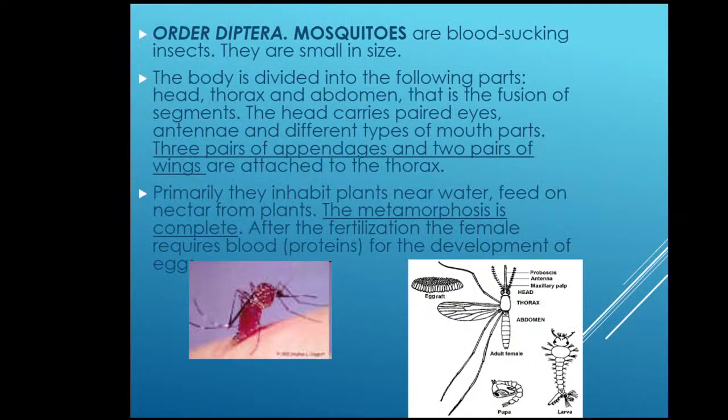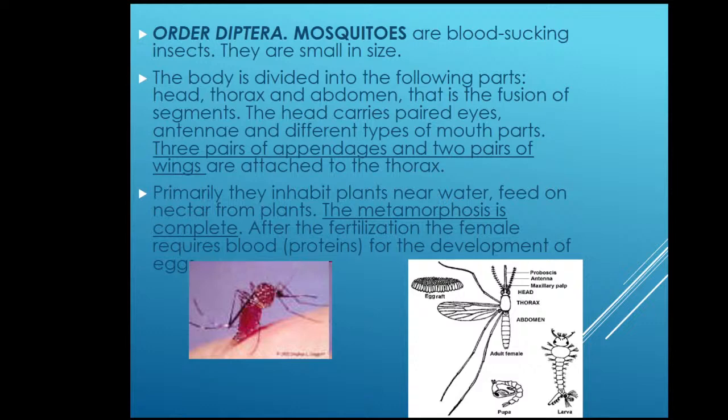The first order, which we study in class Insecta, is order Diptera. It includes a family Culicidae, which includes mosquitoes. Mosquitoes are blood-sucking insecta. They have small size. The body of mosquitoes is divided into head, thorax, abdomen, and the fusion of segments is characterized.